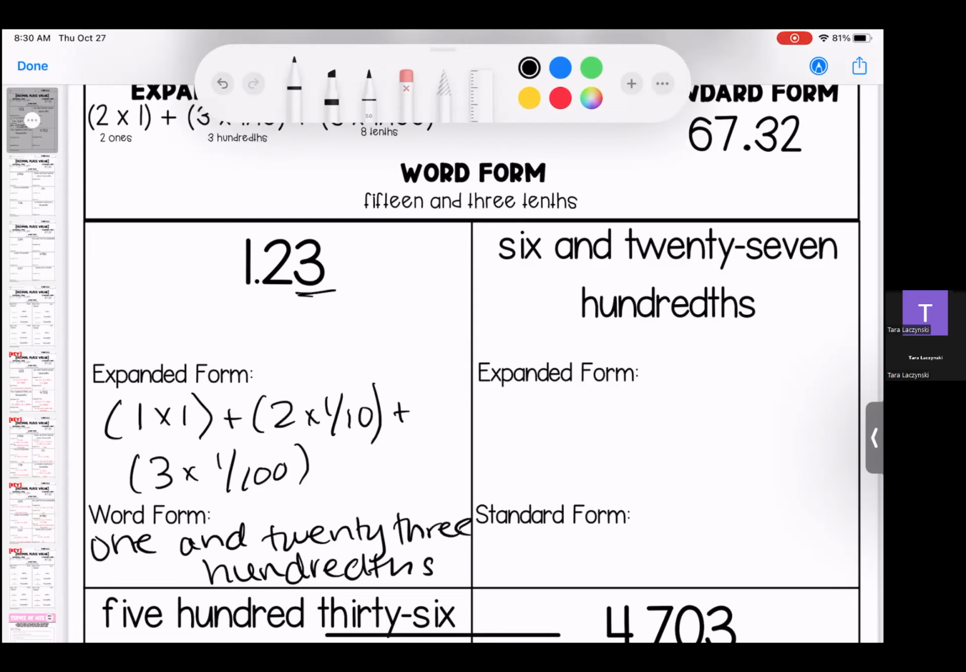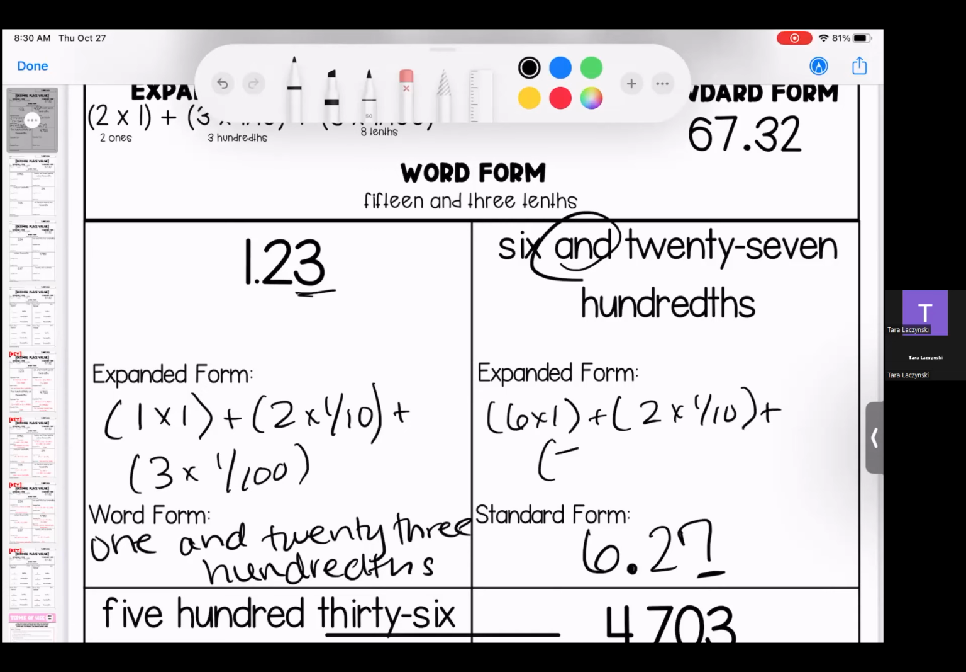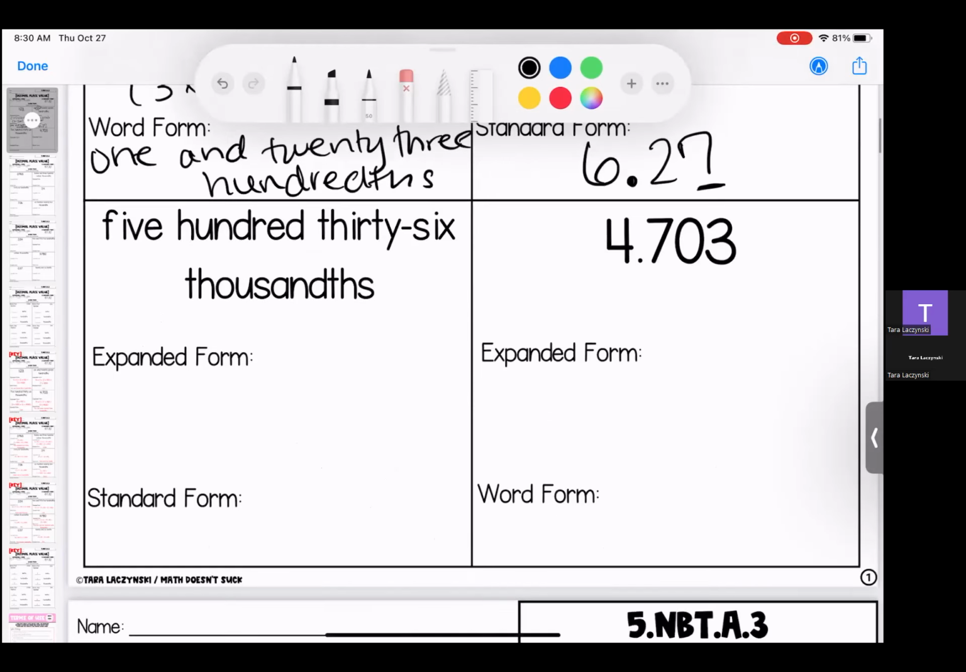Coming over here, we have 6 and 27 hundredths. I always start with the standard form. 6, anytime we see and, it's telling us to put a decimal. 27 hundredths, the last digit gives its name. Expanded would be 6 in the ones place, plus 2 in the tenths place, plus 7 in the hundredths place. Should be a 1 over 100. There we go.